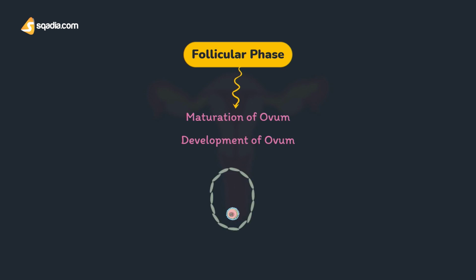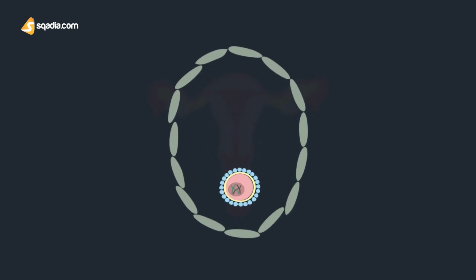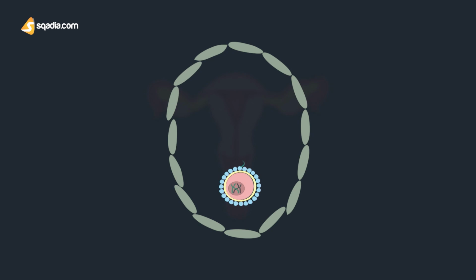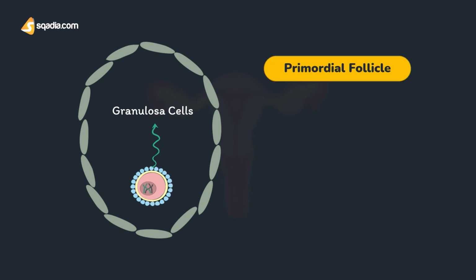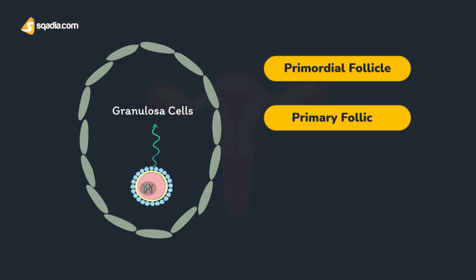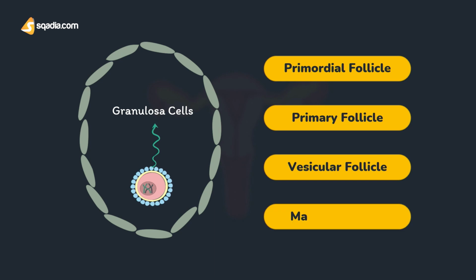The ovarian follicles are granular structures that form in the follicular phase. They are present inside the cortex of the ovary. Each follicle consists of an ovum surrounded by epithelial cells, namely granulosa cells. The follicles gradually grow into a matured follicle through various stages. These stages are primordial follicle, primary follicle, vesicular follicle, and matured follicle or Graafian follicle. Now we're going to take you through all these stages and the changes that occur in them.